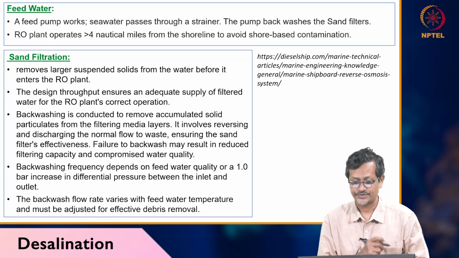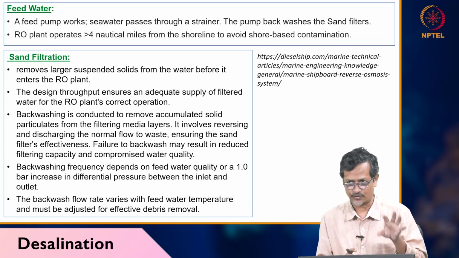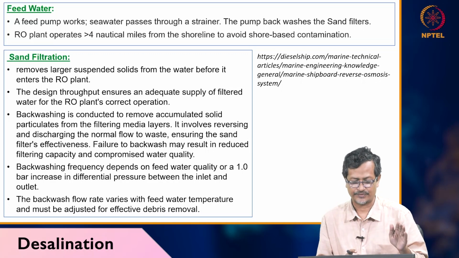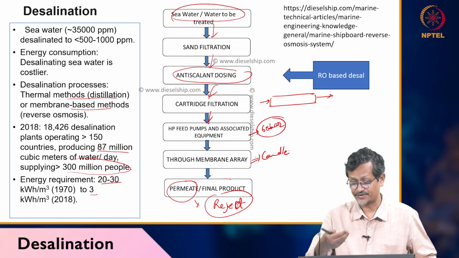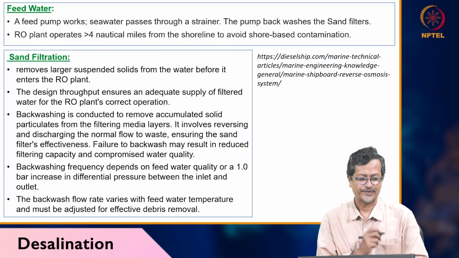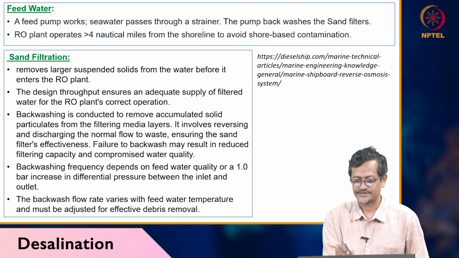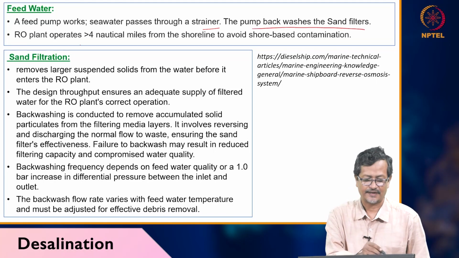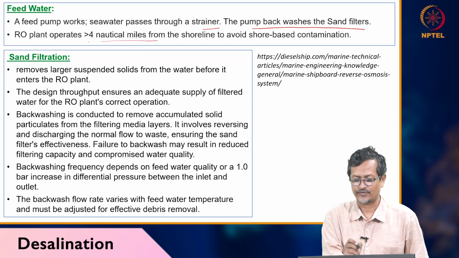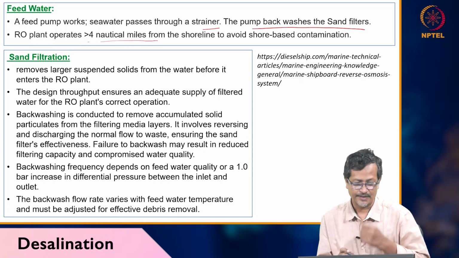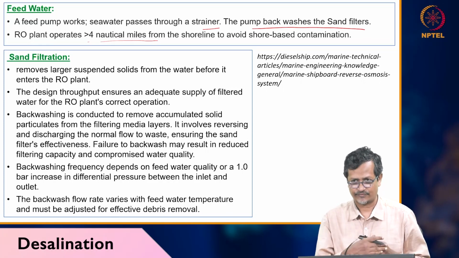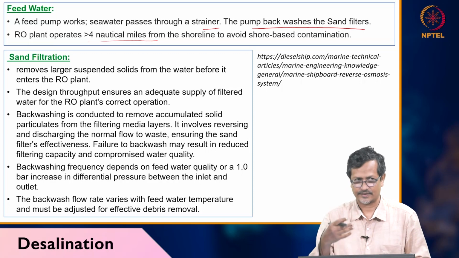If you see any RO plant, first we are considering RO, reverse osmosis plant. It has a few different components. You can see in the previous slide: seawater intake, then sand filtration, scaling. All the things we'll discuss in short. So, the feed water, a feed pump works. Seawater passes through a strainer, and the pump backwashes the sand filter. An RO plant takes water from more than 4 nautical miles away from the shoreline, because near the shoreline there will be lots of debris and contaminants. Just to avoid that, they take water a few miles away and purify it.